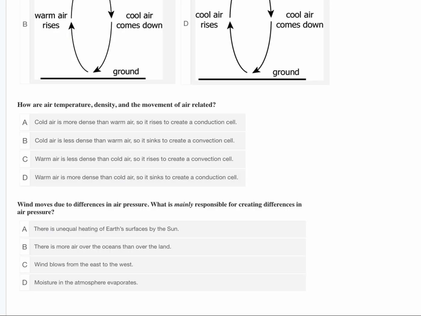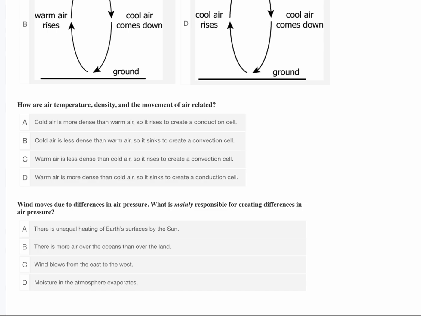How are air temperature, density, and the movement of air related? A. Cold air is more dense than warm air, so it rises to create a conduction cell. B. Cold air is less dense than warm air, so it sinks to create a convection cell. C. Warm air is less dense than cold air, so it rises to create a convection cell. D. Warm air is more dense than cold air, so it sinks to create a conduction cell.